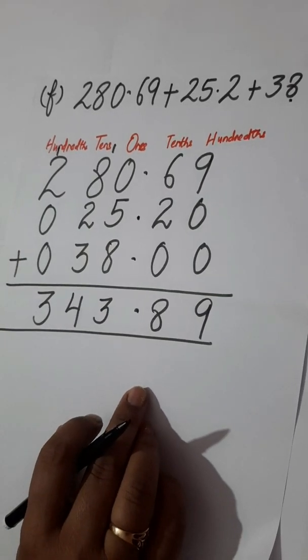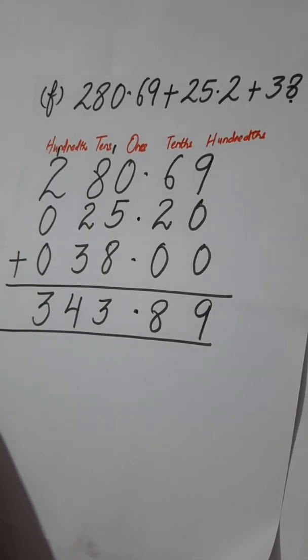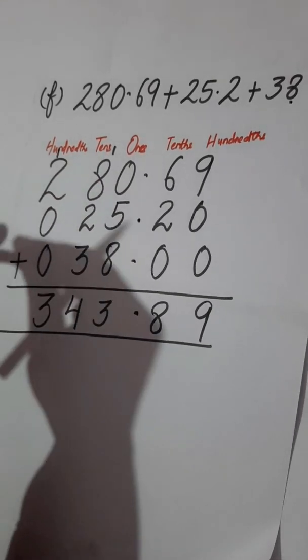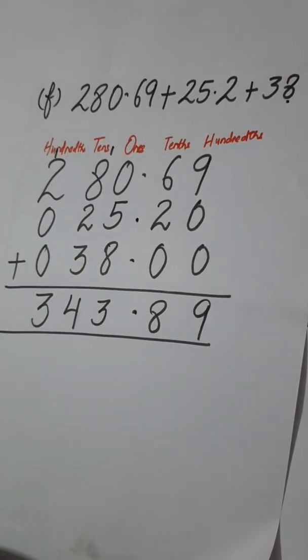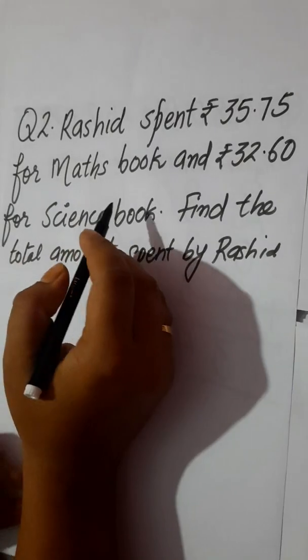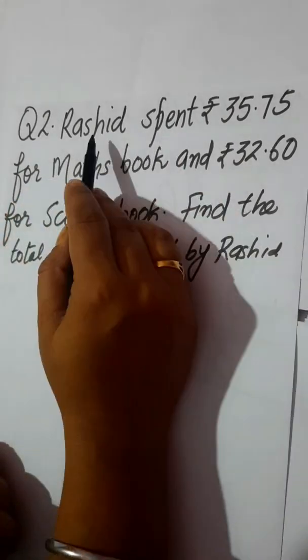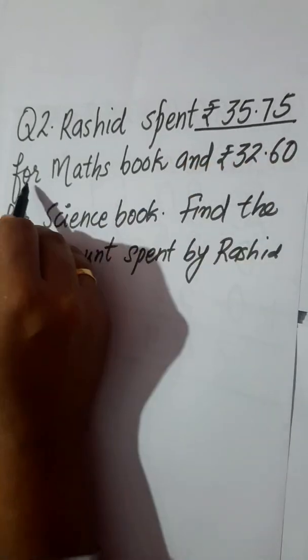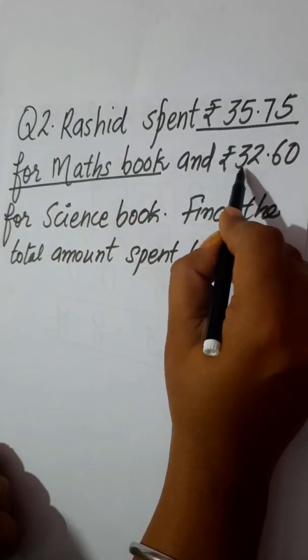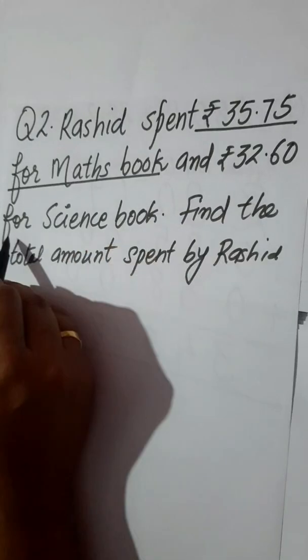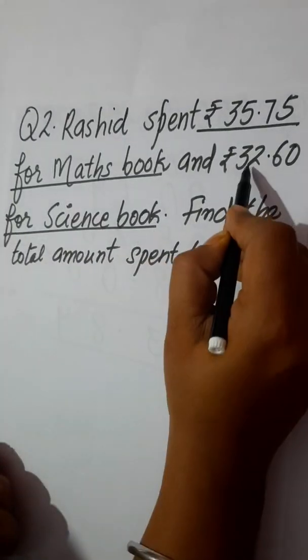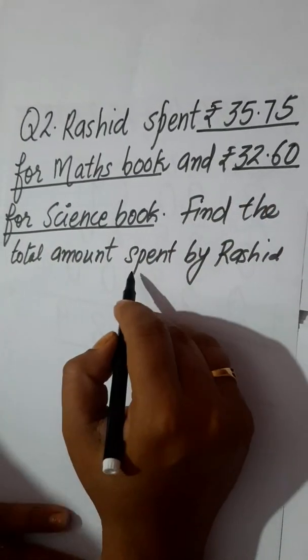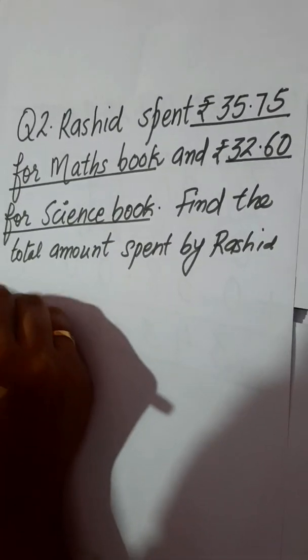So this is all about question number 1. In this you have to just add the numbers. Now next we have question number 2. Rashid spent rupees 35.75 for a maths book and rupees 32.60 for a science book. You have to find the total amount spent by Rashid.